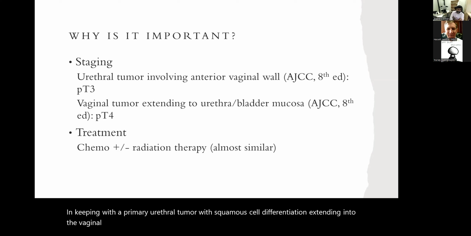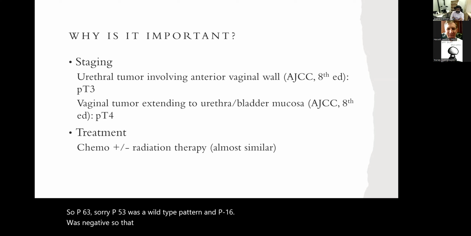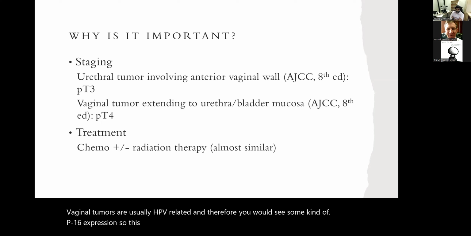So I did some stains. I did a P16 immunohistochemical stain and P53 IHC as well. P53 was a wild type pattern, and P16 was negative. So that again helped me support urethral origin, because vaginal tumors are usually HPV related, and therefore you would see some kind of P16 expression. So this was completely negative. So I eventually favored this as a urethral tumor extending into the anterovaginal wall.